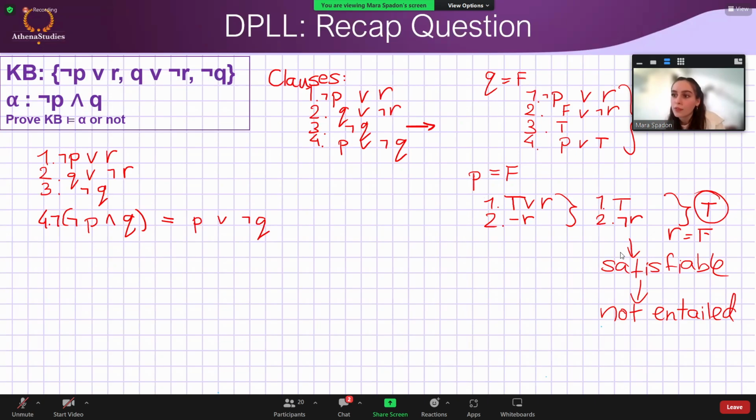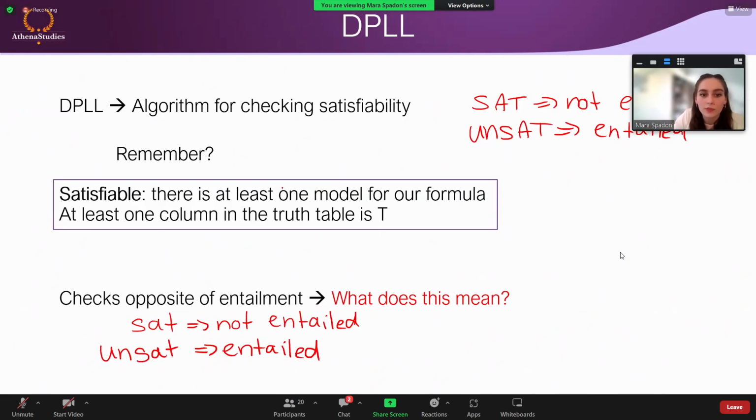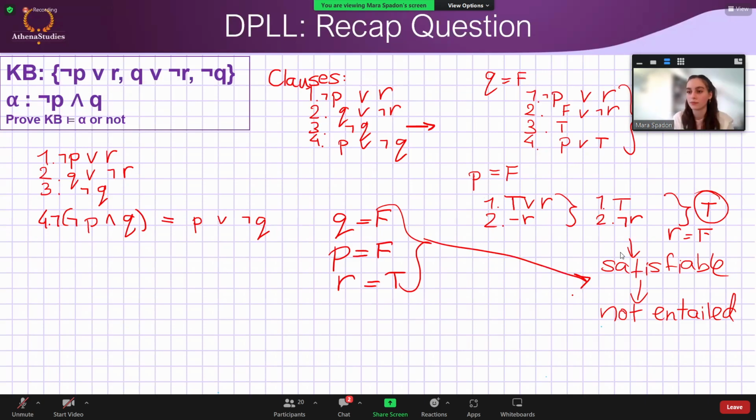What if you find one variable that's satisfiable? Do you then have to go through all the other variables to see if something else is unsatisfiable? No, because you just have to find one model, right? So if our model now is Q is false, P is false, and R is true, this is a model, right? So then remember, satisfiable, we need at least one model, so you don't have to go back. We just know now there's at least one model, so it is satisfiable and thus not entailed.